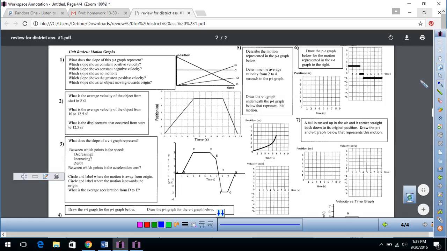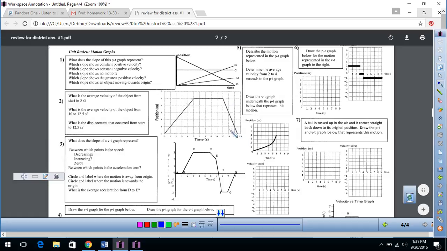Which slope shows an object moving towards the origin? I would think that it would be the one with a negative slope. What is the average velocity of the object from 0 to 5 seconds? I guess we're talking about this one. So take the slope of the line for the first 5 seconds. Average velocity from 10 to 12.5. Take the slope of the line from there to there.